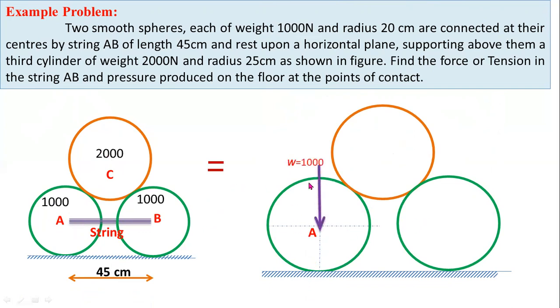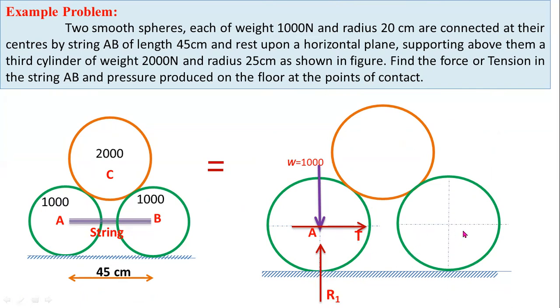First of all, you have to consider the self weight of cylinder A. Self weight always acts vertically downwards. Now there is a contact between this cylinder A and the horizontal plane, so you have to consider a vertical reaction force R1. So R1 is the reaction force between the horizontal support and the cylinder. And here T is the tension in the string AB. If you are considering this cylinder A, then you have to consider tension in the outside direction.